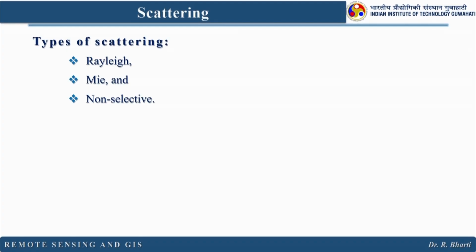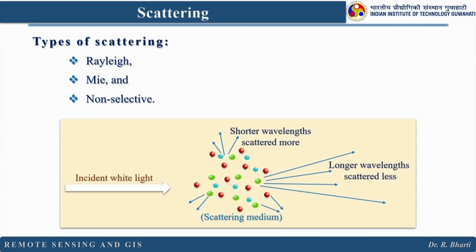If you look in the blue wavelength, your scattering process will be different. For green it is different, for red it is different, for infrared it is different, for microwave it is different. So the behavior of scattering changes with the size of the molecule and the size of the wavelength, meaning whether it is a shorter or longer wavelength. There are three types of scattering: first Rayleigh, then Mie, and then non-selective.